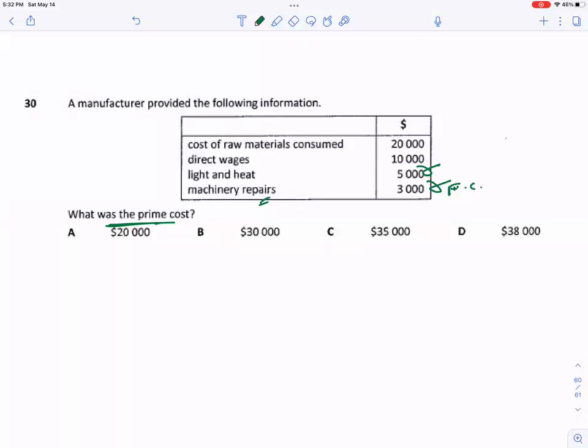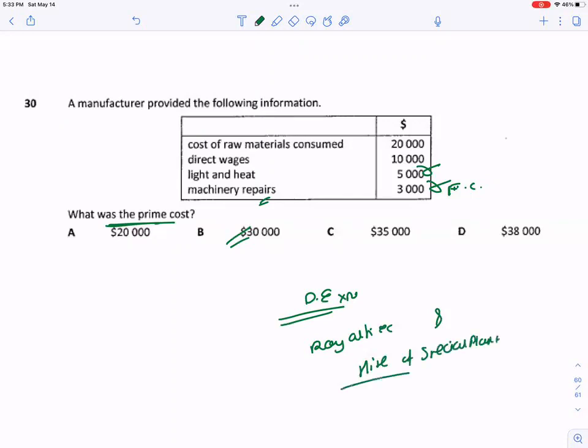Okay. What are the two items that come in direct expenses? Royalties and hire of special plant. Okay, fine.